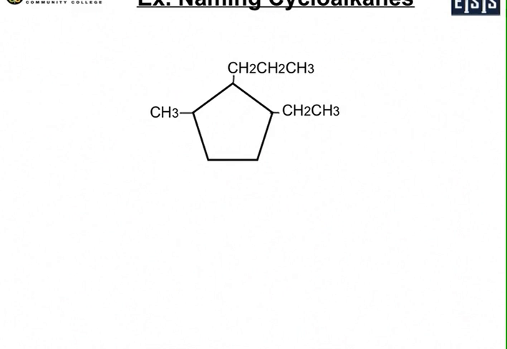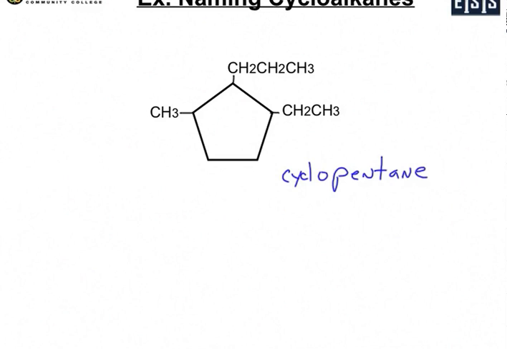I won't even number yet. So the base here, rule 1, is pentane. We have a 5 carbon chain. And then as rule 2 says, because it's cyclic, you're going to say cyclopentane. So our base here is a cyclopentane.